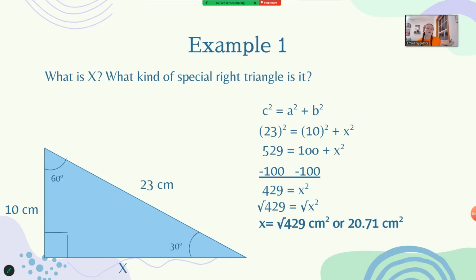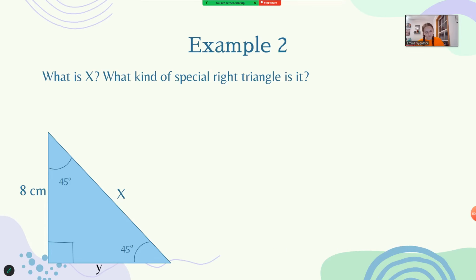And then now, we got to figure out what special right triangle it is. For this, I first look at the angle measurements, the angles of each point. I see there's a 60, a 90, and a 30, which tells me that that is a scalene right triangle. You can also kind of look at the image of it. That helps as well. All right, let's move on to number 2.